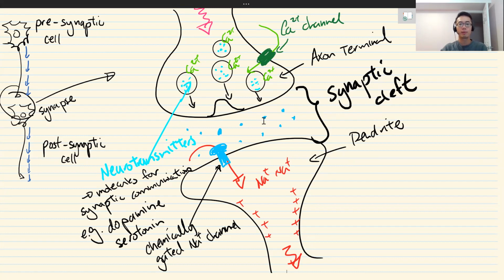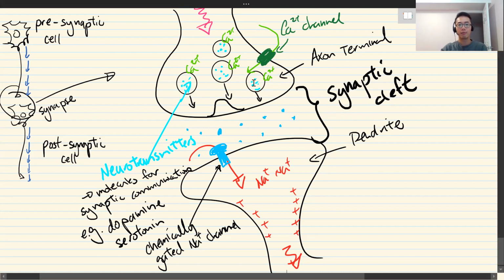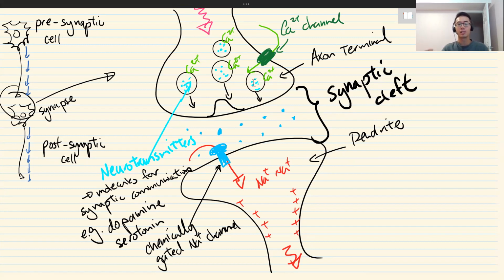You can reabsorb them back into the vesicles where they came from, or you will have the glial cells. Remember glial cells that we mentioned at the beginning? Those supporting cells could help mop it up as well. Okay, so you can break it down enzymatically, or you can reabsorb them. And it's important to clear the synaptic cleft because you don't want the same signal to be transmitted over and over again.